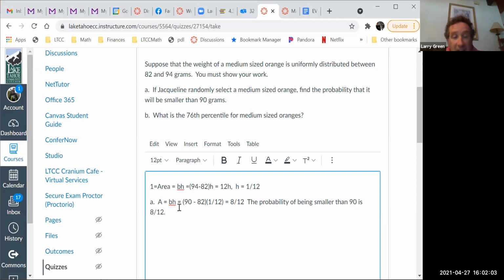If you want to write it as a decimal, you can. It's not necessary. If you want to simplify the fraction, you can. I don't really care. What I care about is that you demonstrate you understand how these probabilities work. Any questions on part A?